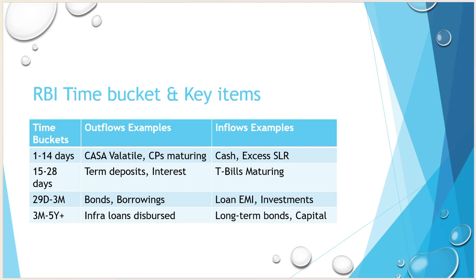So infra loan disbursement. The bank will disburse the infra loan, which is a huge, long duration, and the inflow examples are long term bonds and capital funds. If the development financial institution issues bonds in the market, that is the fund that inflows for the bank and the capital. And once that fund is completed, the bonds and borrowing come under the outflow for the banks.